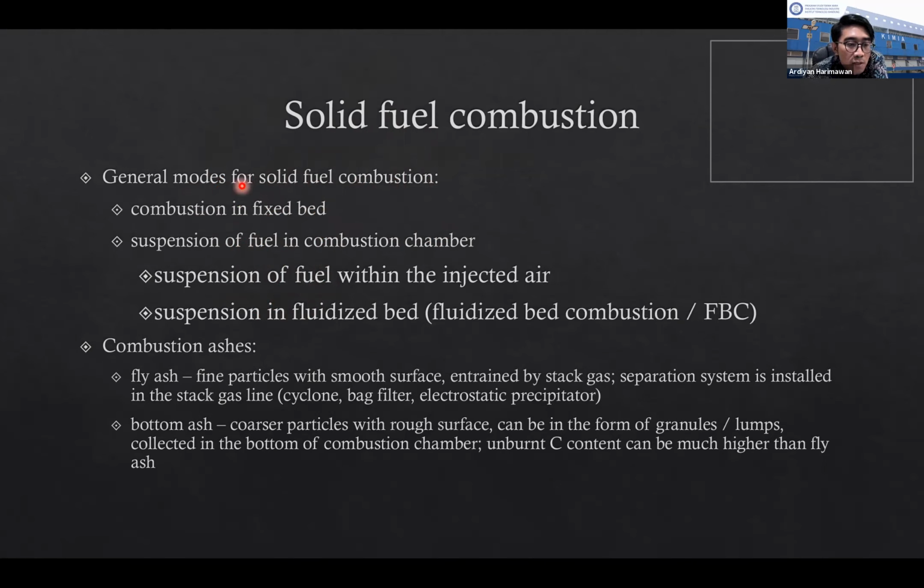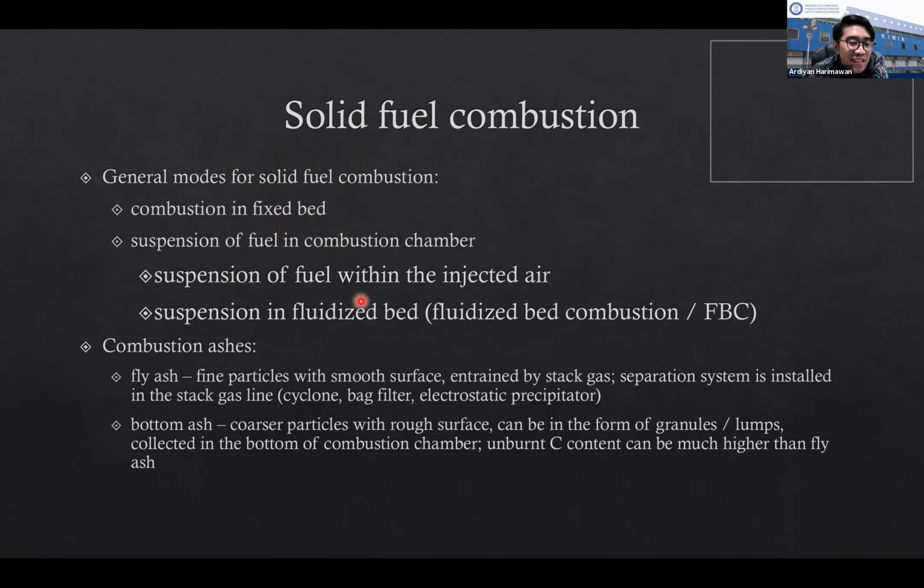So basically you will have two types of arrangement of solid fuel combustion. First, using what we call a fixed bed. Fixed bed means you arrange the coal or the solid fuel into a stack of solid, and during the combustion, the solid is not moving. That's why we call it fixed bed, or unggunan. I think you already learned this term in fluid mechanics. Hopefully you still remember.